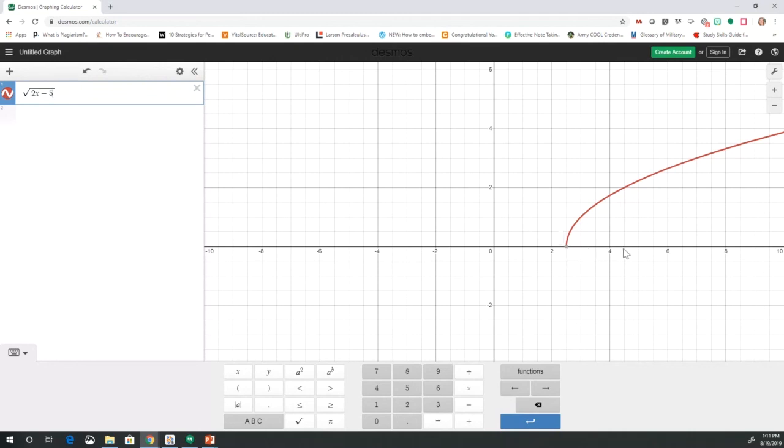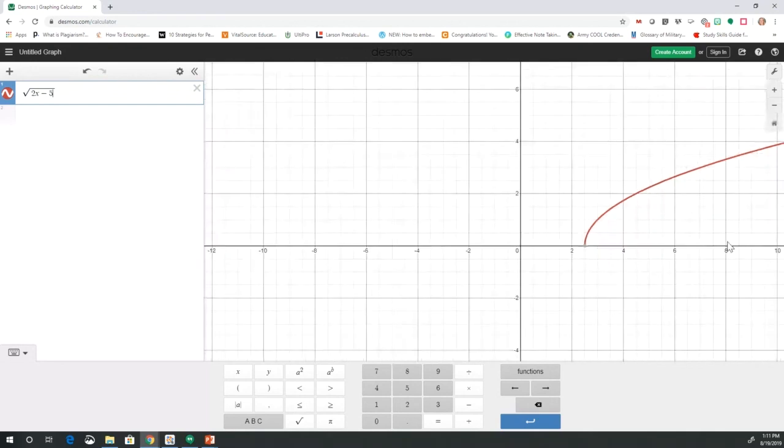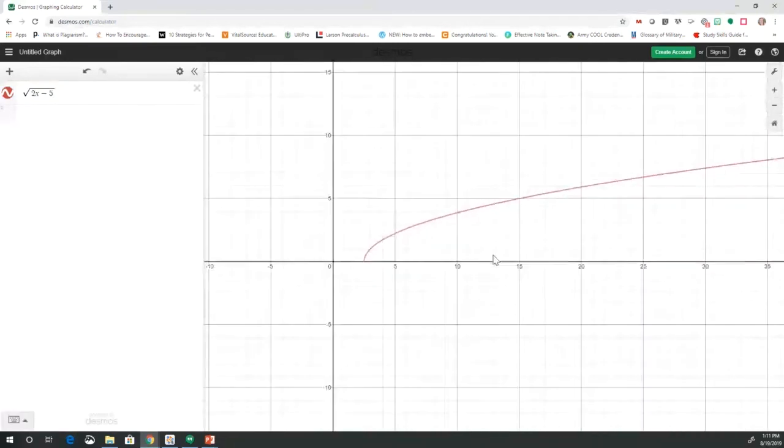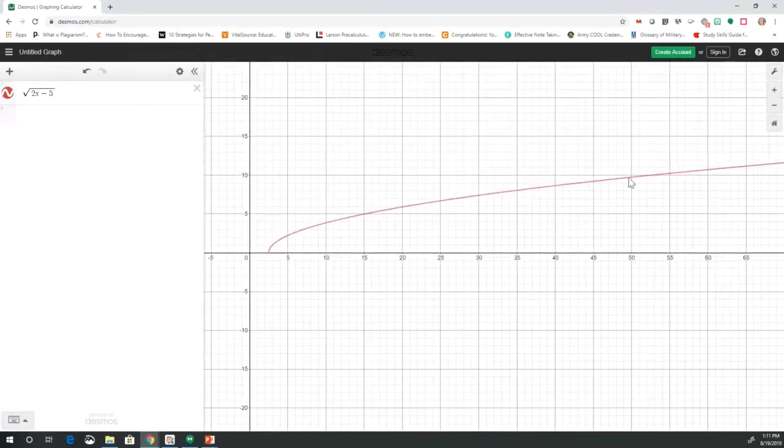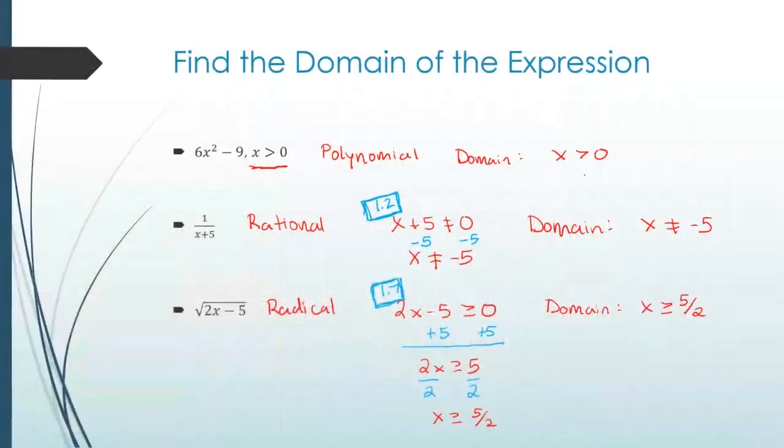You can see for x values, that's the horizontal, that are equal to 5 halves or greater, we have our graph. But for any values smaller than that, we don't have anything graphed. So the domain is basically where you have something graphed, and our graph is present at 5 halves and larger. You can zoom out, click and scroll, and it just keeps going on forever. So that's the basics for domain, and that's how you can use the graph to reinforce finding the domain.